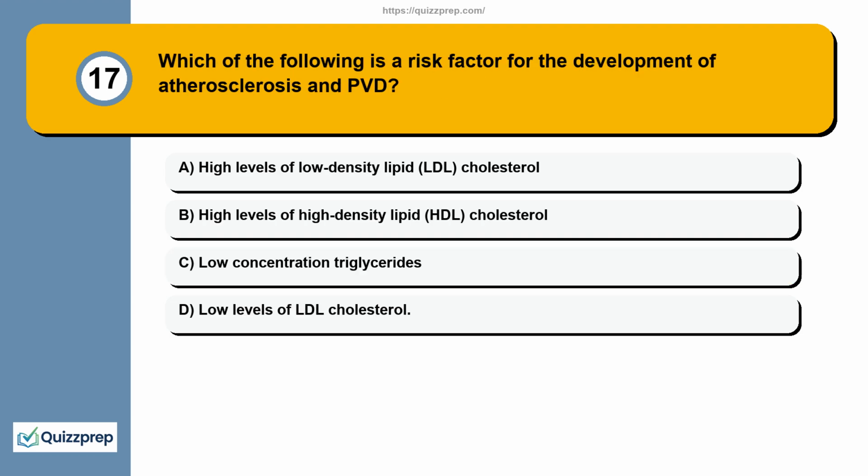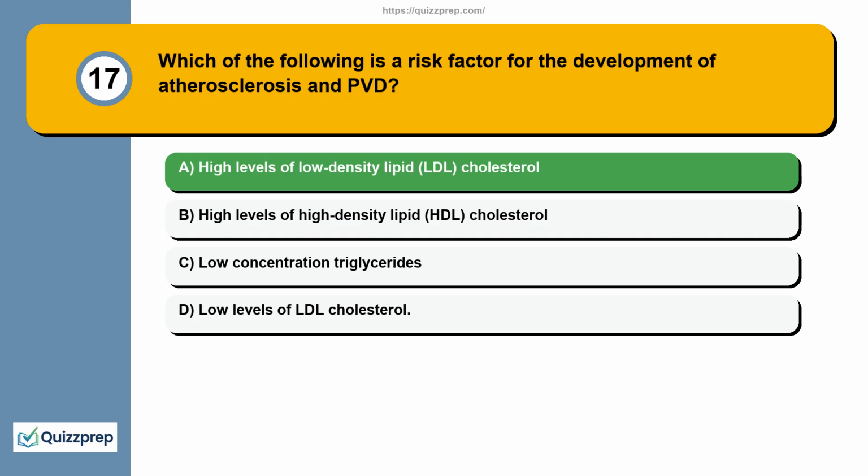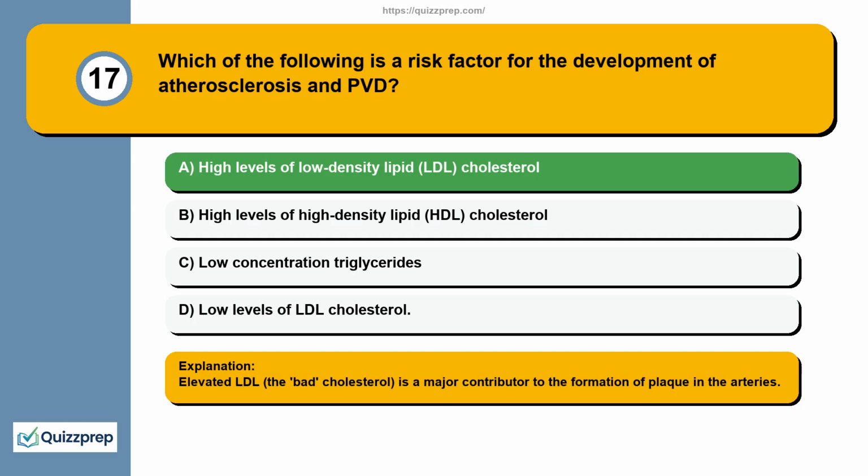Question 17. Which of the following is a risk factor for the development of atherosclerosis and PVD? High levels of low-density lipid, LDL, cholesterol. High levels of high-density lipid, HDL, cholesterol. Low concentration triglycerides. Low levels of LDL cholesterol. Elevated LDL, the bad cholesterol, is a major contributor to the formation of plaque in the arteries.